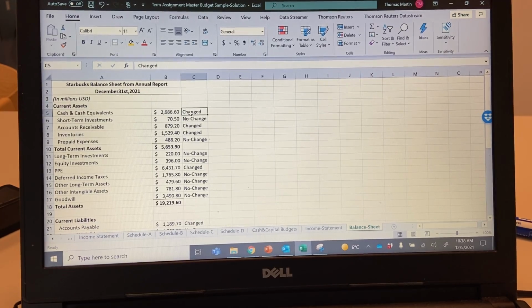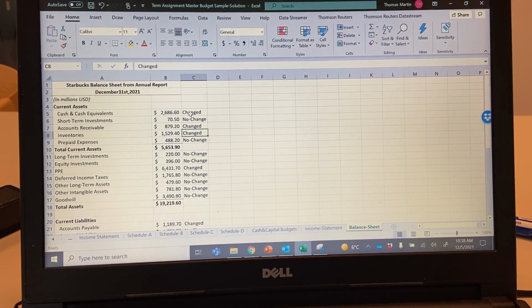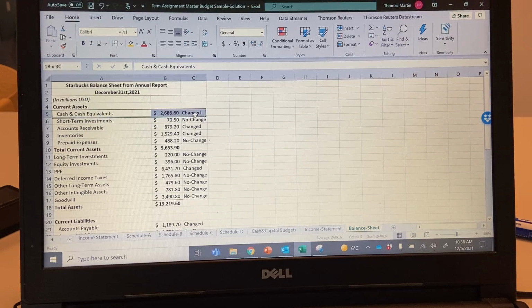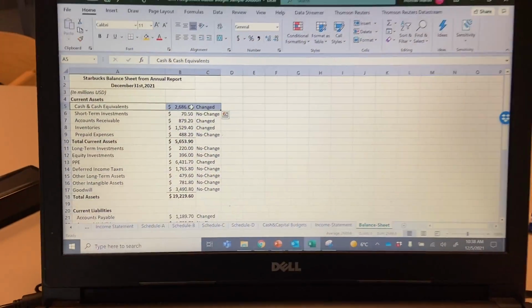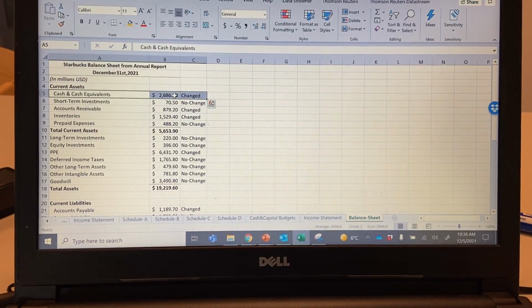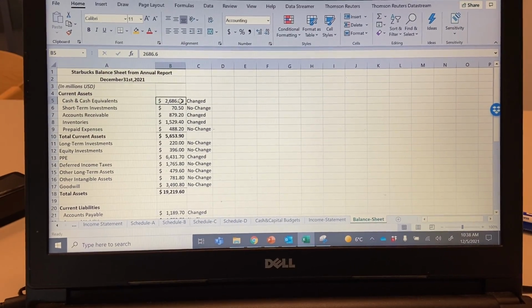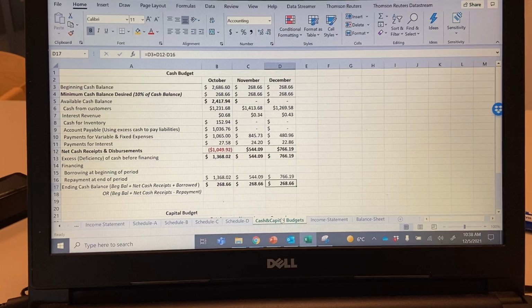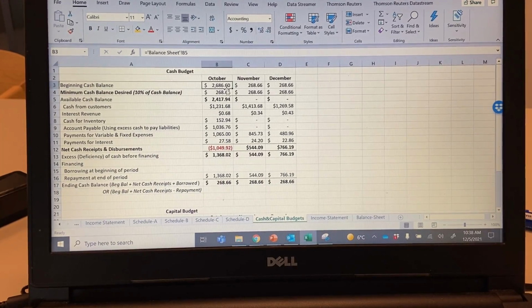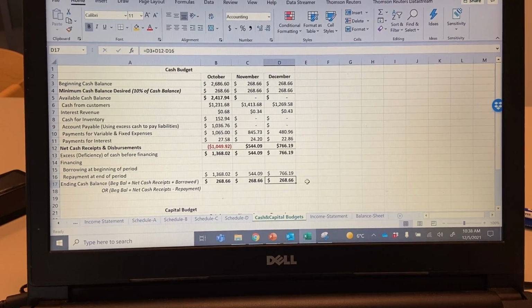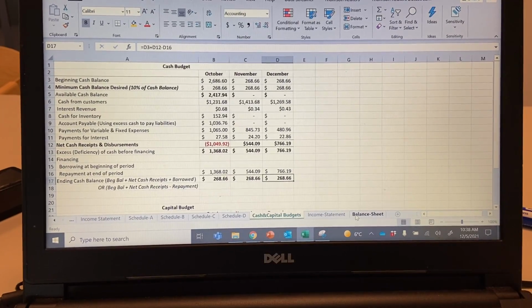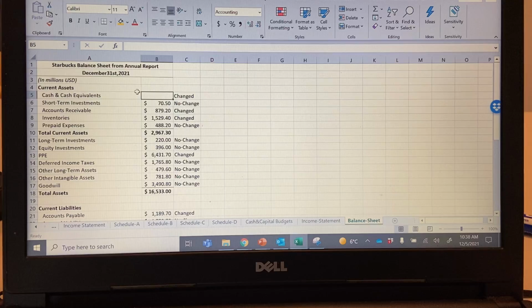So I have what's being changed and what's not being changed for the Starbucks example. Okay, so cash, for example, is going to change, right? This number is not what we began with. And this is coming from the cash and capital budget, right? Here's what we started with. We spent cash, we made cash, and we finish with 268.66.